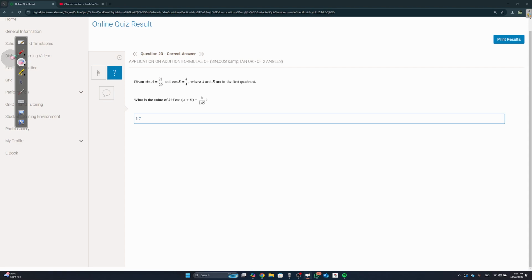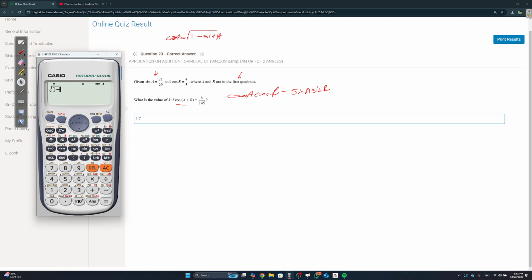Question 23. What is cosine a plus b? Obviously here it's in the first quadrant, so for both cosine and sine they're positive. You don't need to take the negative root, but we need to know cosine a plus b. We know it's cosine a cosine b minus sine a sine b. So what are we missing? We need to find cosine a. Given sine a, cosine a is root 1 minus sine squared a. Let's do it fast on our calculator. Root 1 minus sine squared a, so 21 over 29 squared. So 20 over 29. Remember, we're taking the positive root because they said first quadrant.